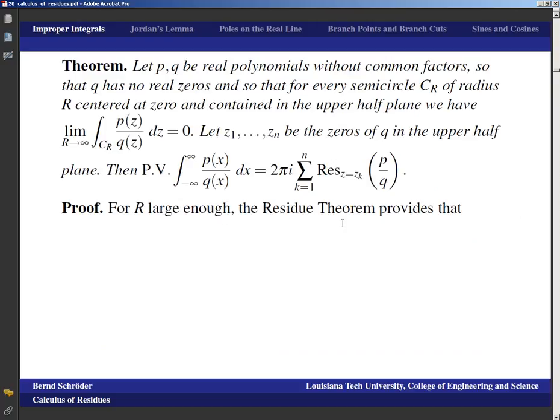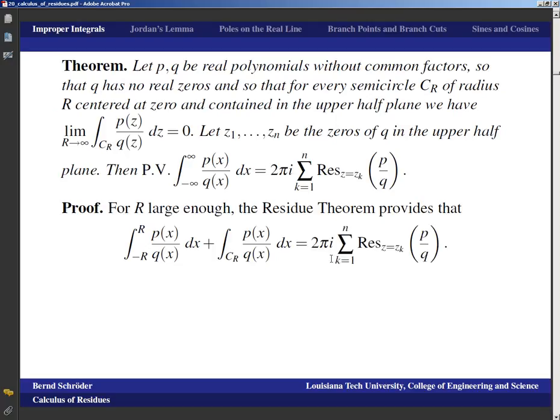For r large enough, the residue theorem gives us that the integral from negative r to r of p(x) over q(x) dx, plus the integral over this circle that closes the contour of p(z) dz, I probably could have said p of z dz, but it really doesn't matter what we call our dummy variable, is 2 pi i times the sum of the residues in the upper half plane. Ultimately, if the radius is large enough, all the residues in the upper half plane are inside that semicircle. So that's just a straight application of the residue theorem.